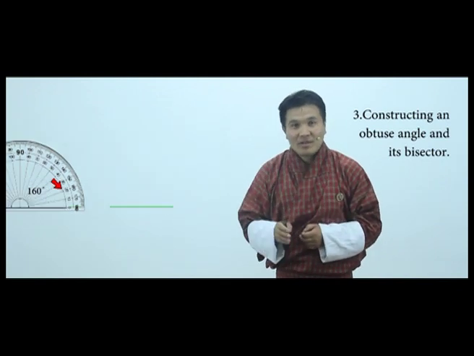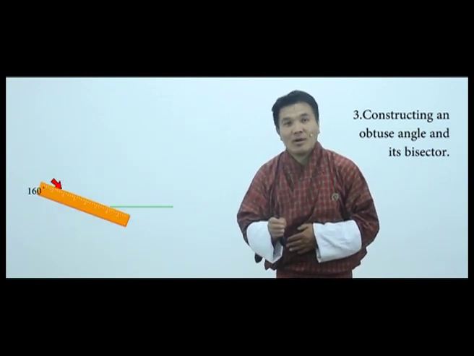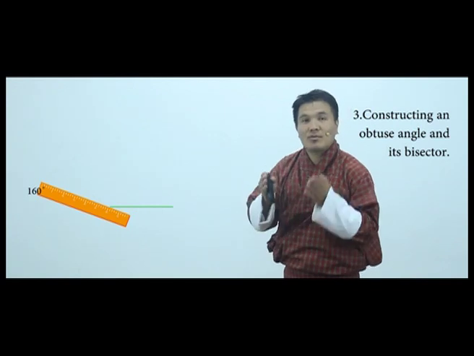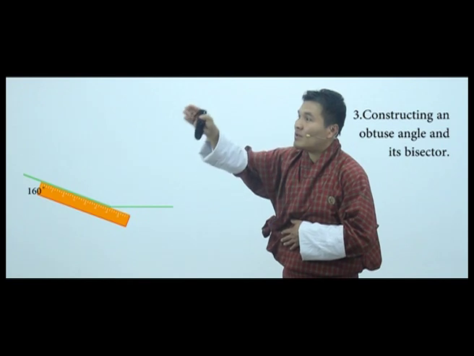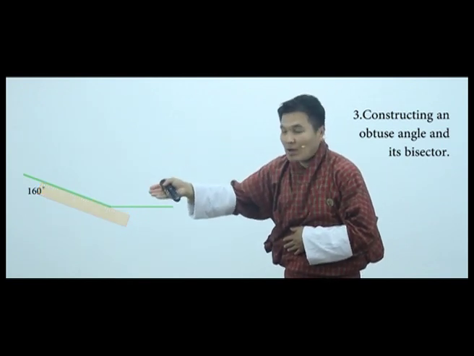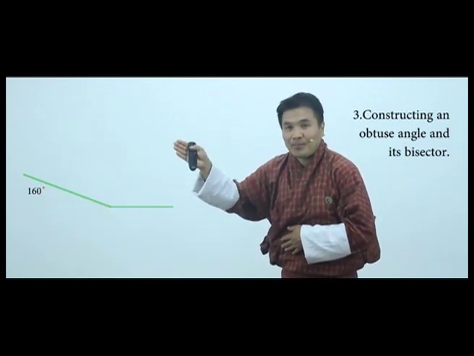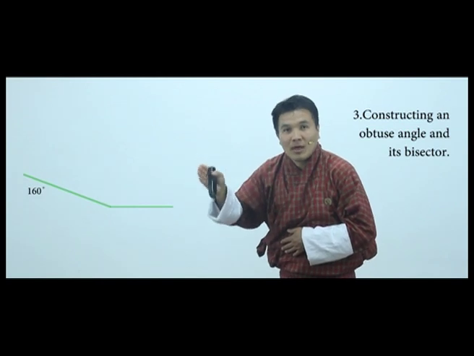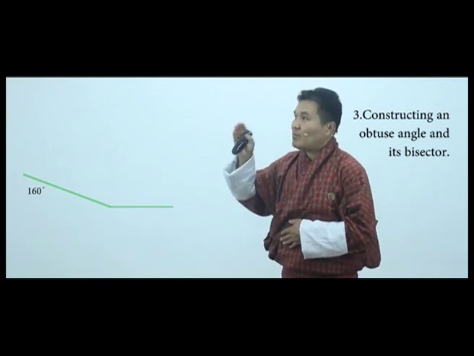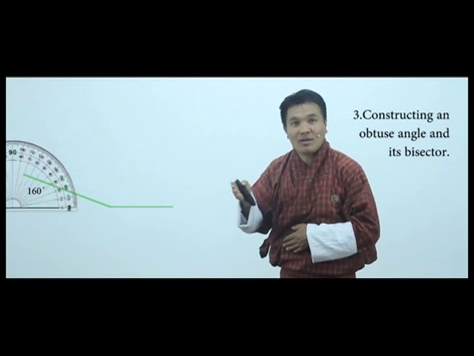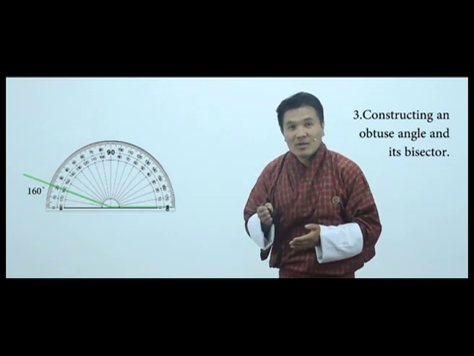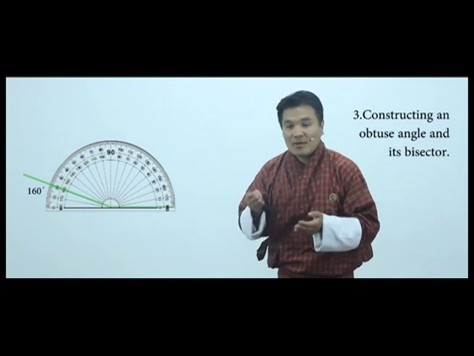Keep your protractor aside. Now pick up your ruler and, similar to the other angles, join the dot right to the tip of the lower line or the ray to form the angle. Now check it again whether your angle is 160 degrees or not. Now how to construct a bisector on it?